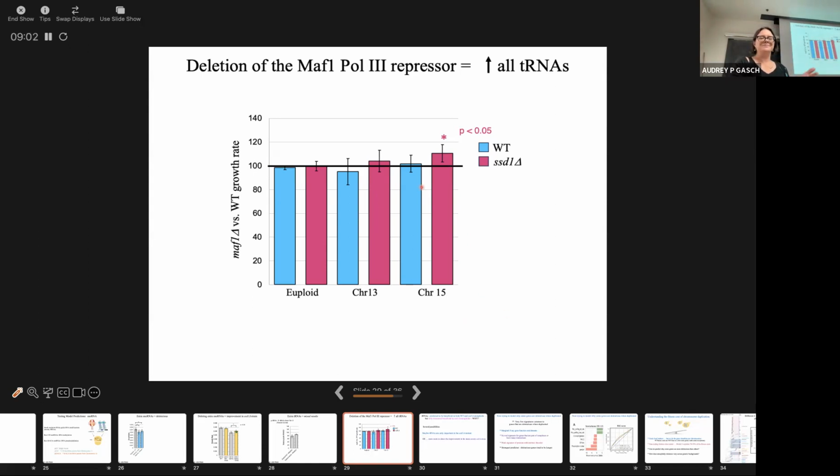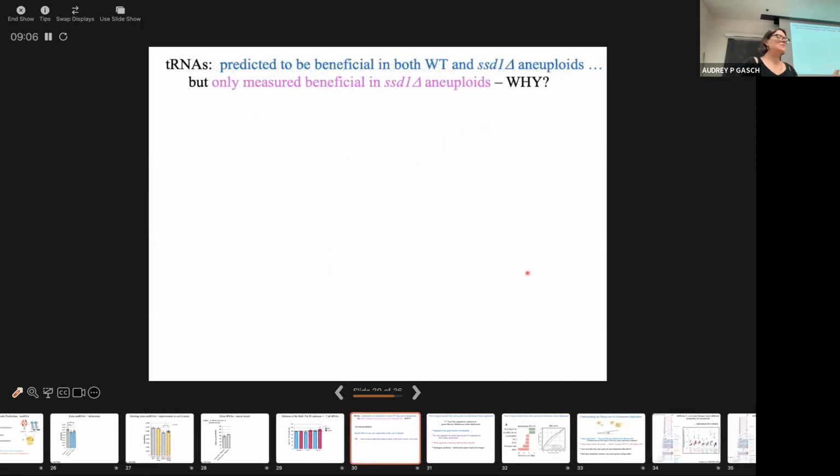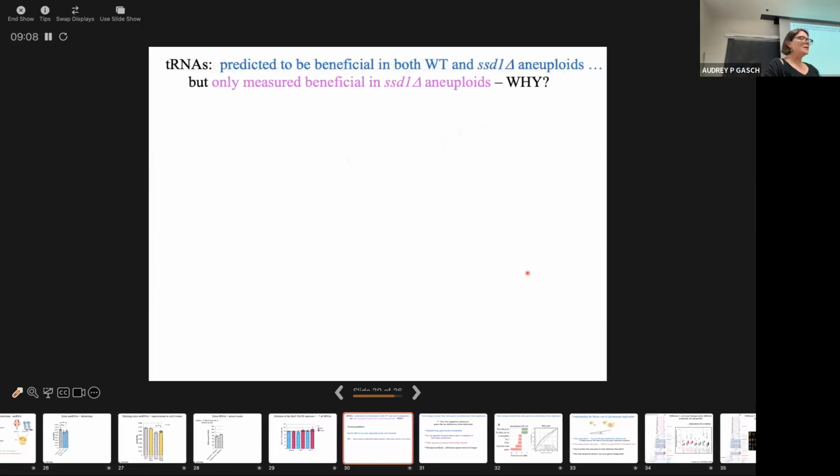Wild type, not a big signal. So now we have kind of mixed results with the tRNAs. The model predicted that they are beneficial in both the wild type strain background and the SSD minus strain, but we're really only seeing a positive effect in the SSD minus background. Why might that be? There are several possibilities.